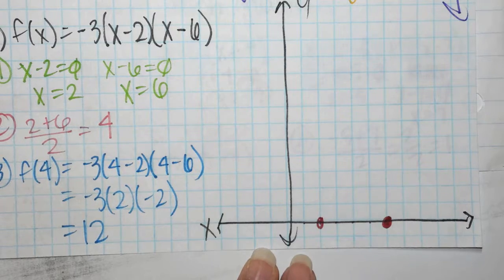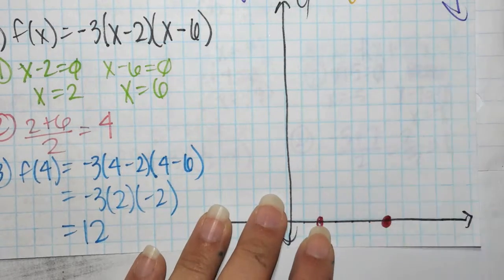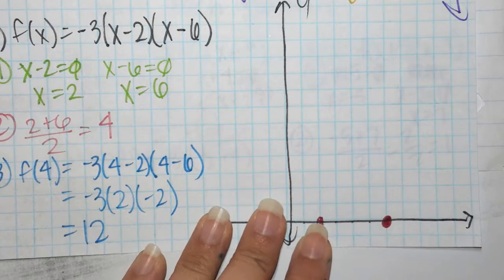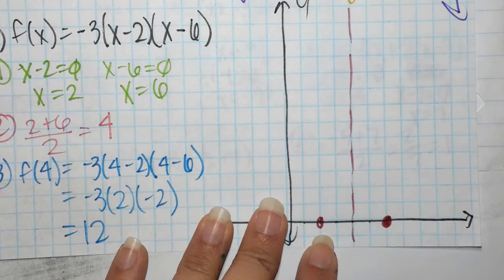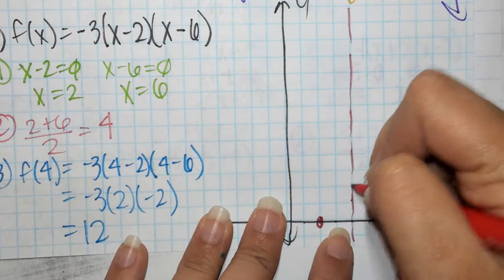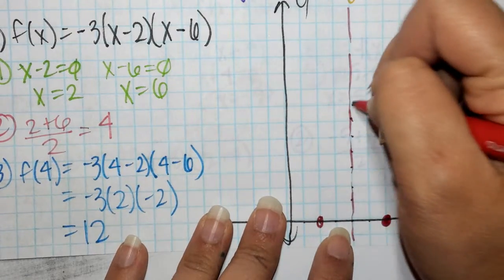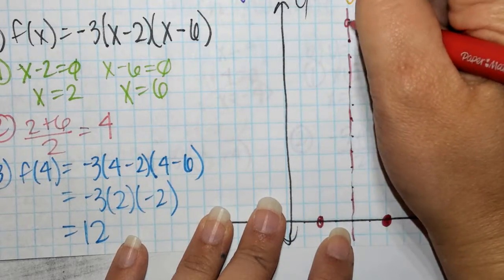All right, what's my axis of symmetry? My axis of symmetry is at 4, and my vertex is at 12. 1, 2, 3, 4, 5, 6, 7, 8, 9, 10, 11, 12.